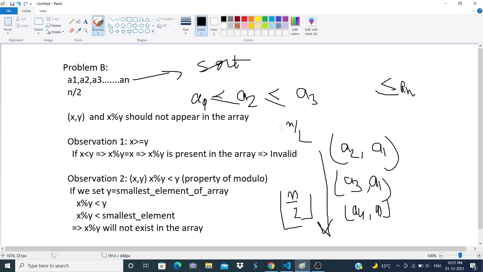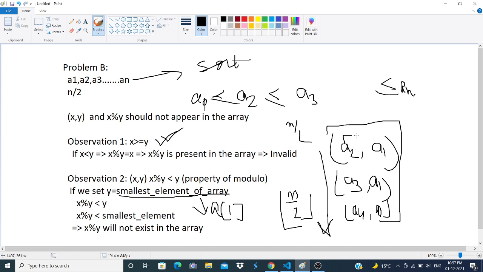And obviously all of these will satisfy this condition, right? We know that a2, a3, a4, all of them will be greater than a1. So observation 1 will hold. And since we have set y to be the smallest element of the array, which is here a of 1, then obviously taking the modulo will result in an element which will be even lesser than the smallest element, and that will surely not exist. So in this way we can arrive at a solution.